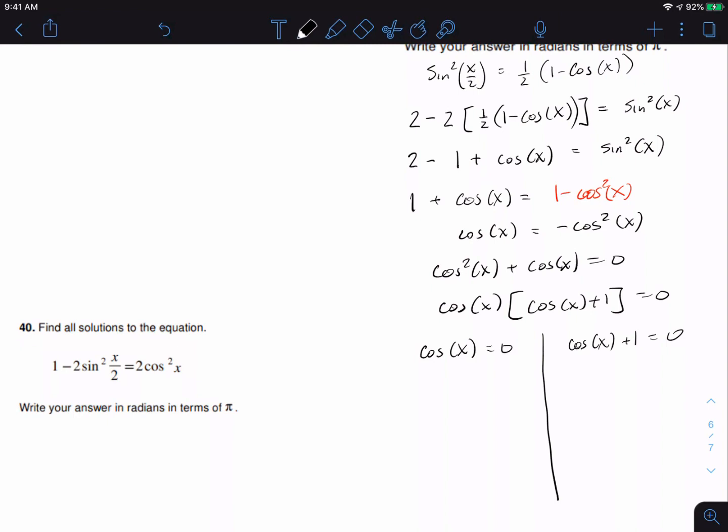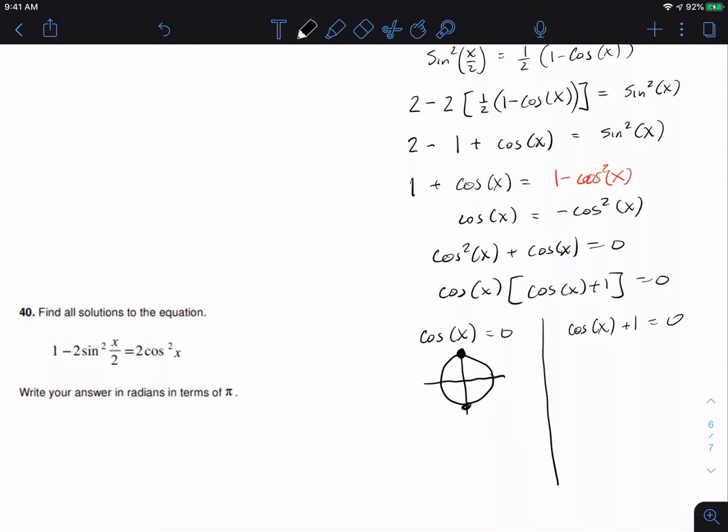So when is cosine of x equal to 0? Doesn't it happen at 2 spots, right? So cosine of x is 0 at pi over 2 and at 3 pi over 2. And since that's half circle rotations, I can just say x is equal to pi over 2 plus k pi.